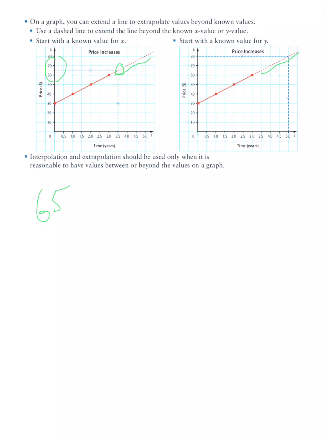Okay, so the more specific your graph is, the more specific you can estimate. But these ones basically just go between it. So same thing here. We started at 80, we go down. That one looks like it's exactly 5. Okay, and it should only be used when it's reasonable to have values beyond the graph.